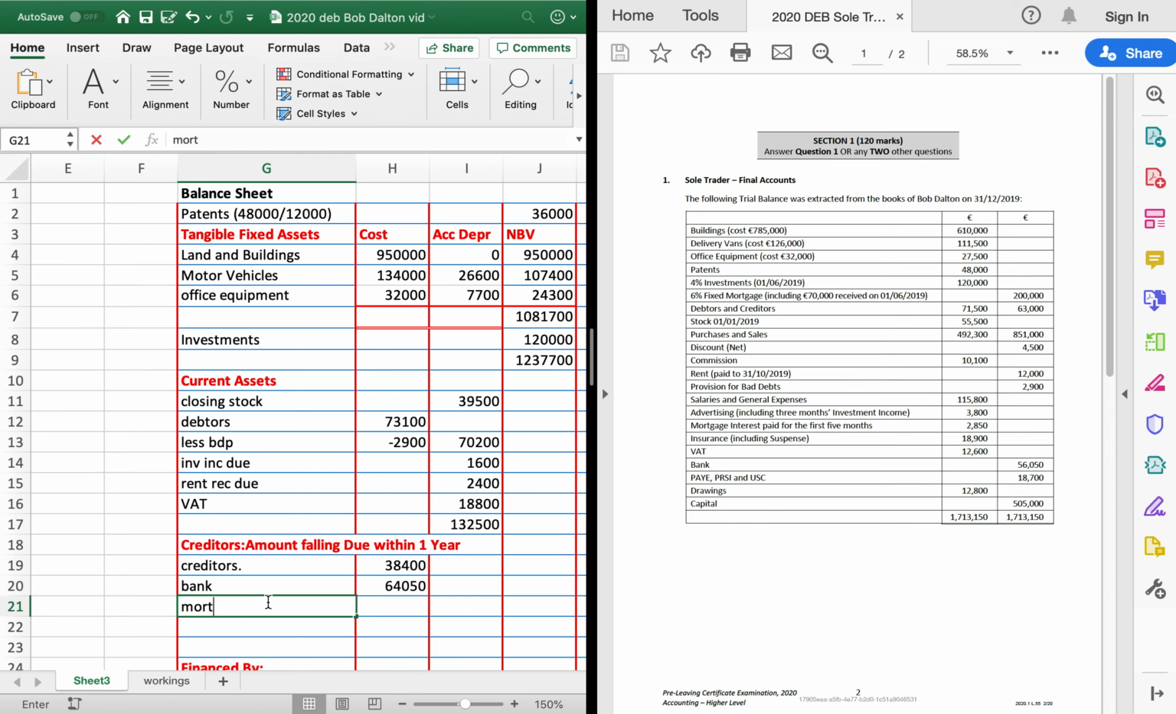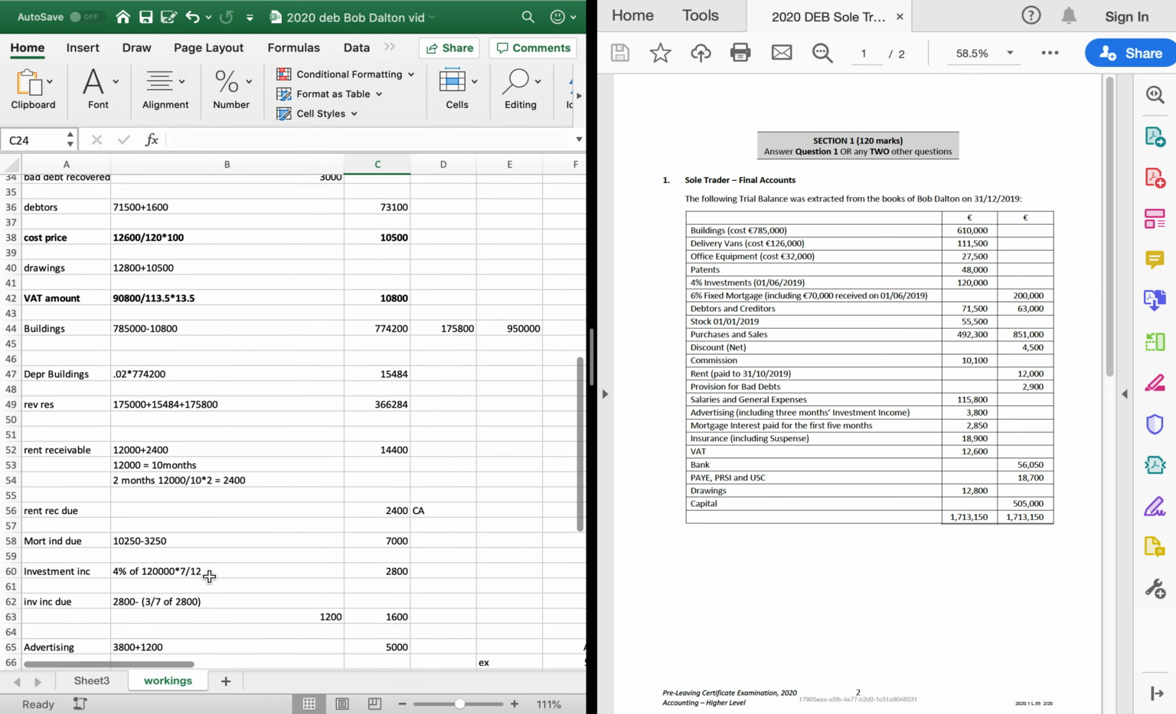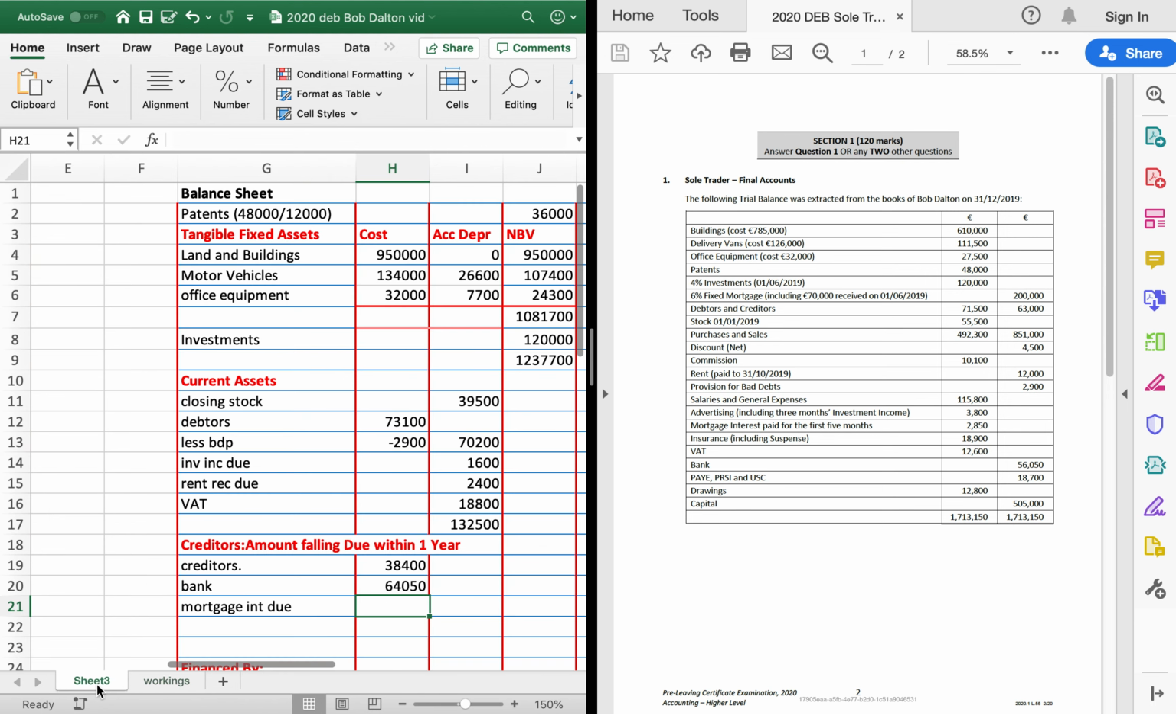We've got mortgage interest due. So I'm just putting myself under a bit of pressure now. I think I've just made a couple of mistakes. Mortgage interest due 7,000. What else have we got? PAYE, and that hadn't changed, so that's 18,700.